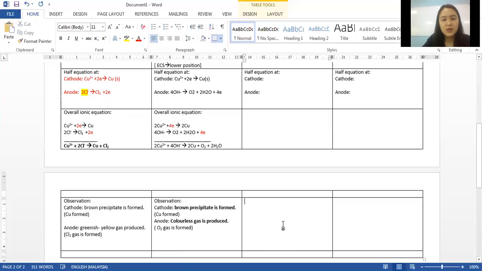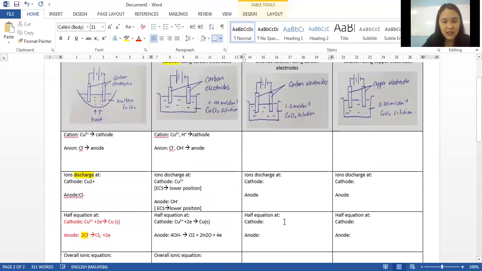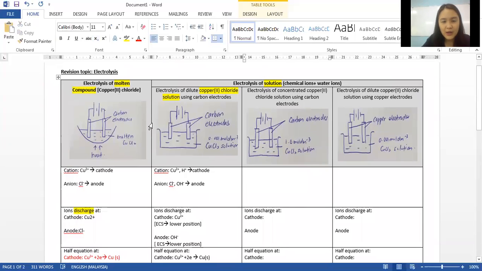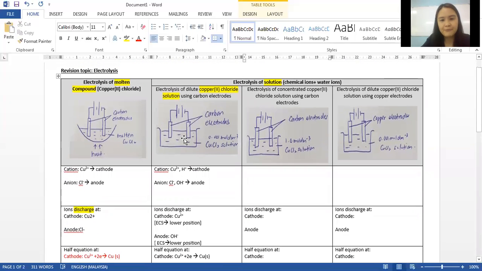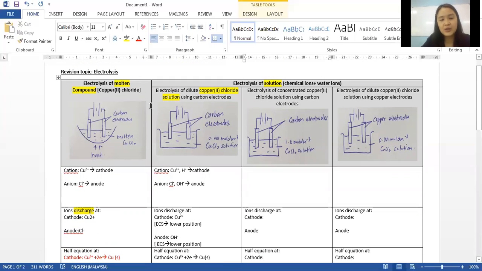Okay. All right. So from here you can roughly see. For the first two diagrams, I'm using exactly the same chemical. It's just that for the first one it is molten, there's no water, and for the second one I dissolve my copper(II) chloride in water, and the result is very different. So this is how we differentiate the electrolysis of a molten compound and its solution.